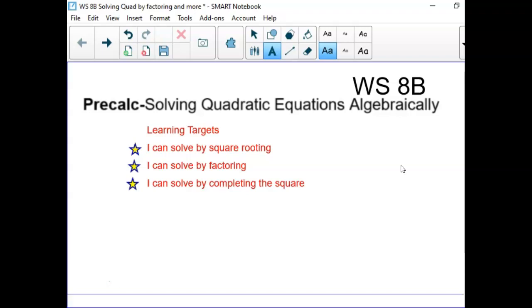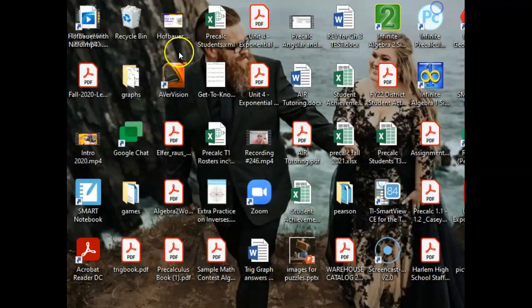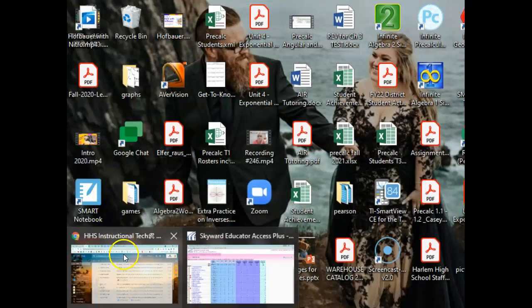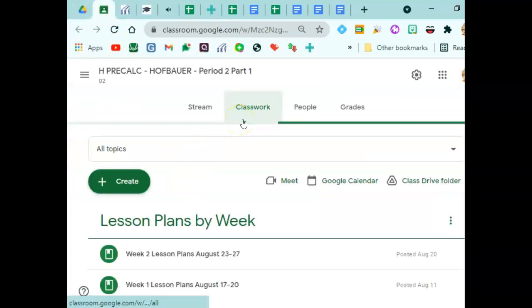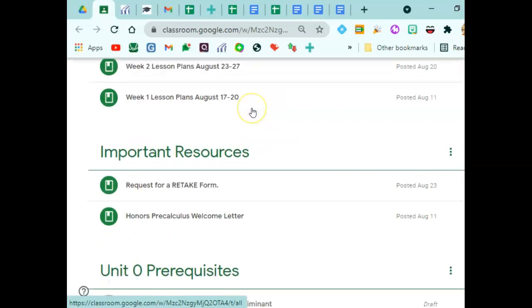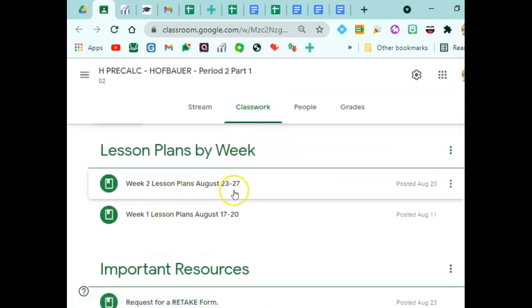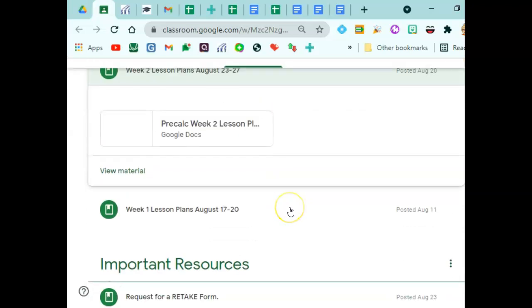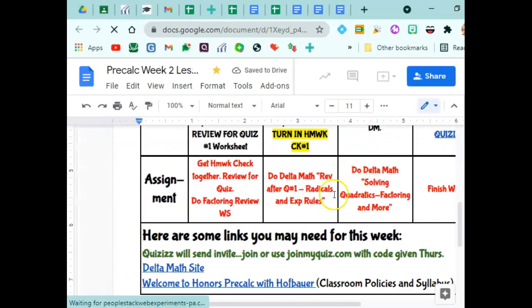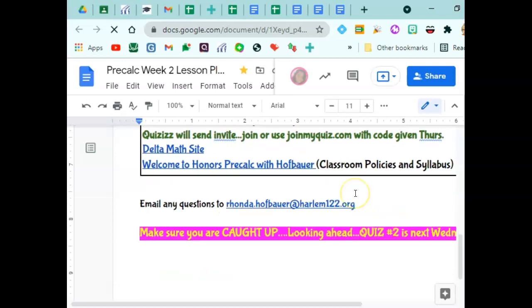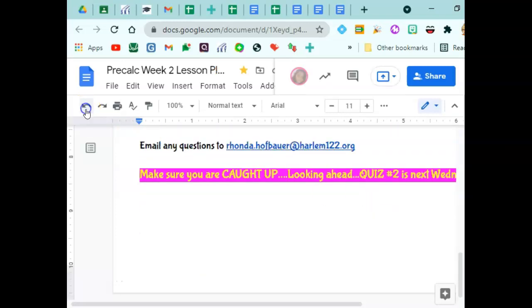Before I do anything else though, while you're finding that, we'll see if I can manage to show you in the Google Classroom. In the classwork tab, first of all, if you're ever absent, you should be going to the lesson plan and seeing what we did today and what the assignment is. If you don't know what the homework is, it's always on this lesson plan, okay? Tonight's homework is a Delta Math assignment. Some people have already done it because it was in Delta Math, so they got it knocked out already.